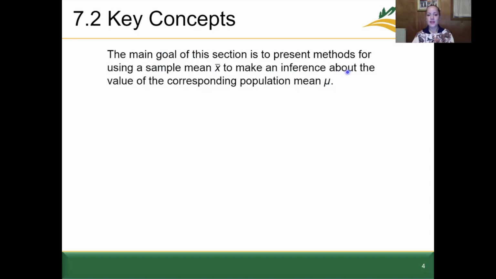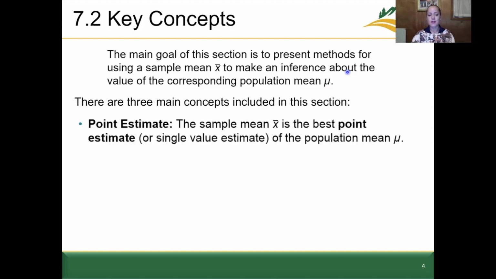So again, this builds on 7.1 because we're going to take a sample, take the mean of that sample, and then use that sample mean, or X-bar, to make inferences about the entire population in which that sample came from. So the three main concepts in 7.2: we see this idea of a point estimate again, though here in 7.2, the sample mean, or X-bar, is the best point estimate, or single value estimate, of the population mean, or mu.